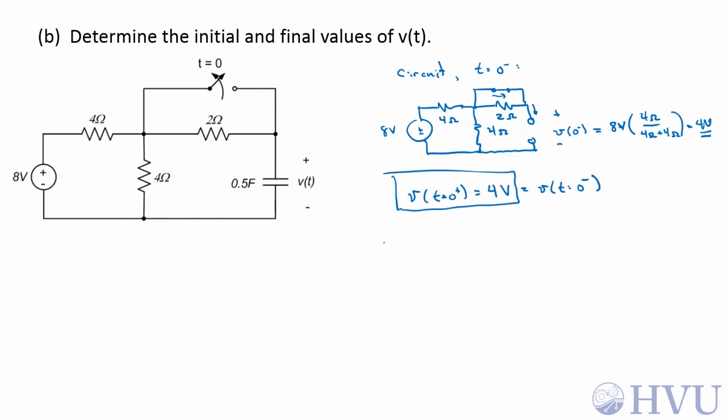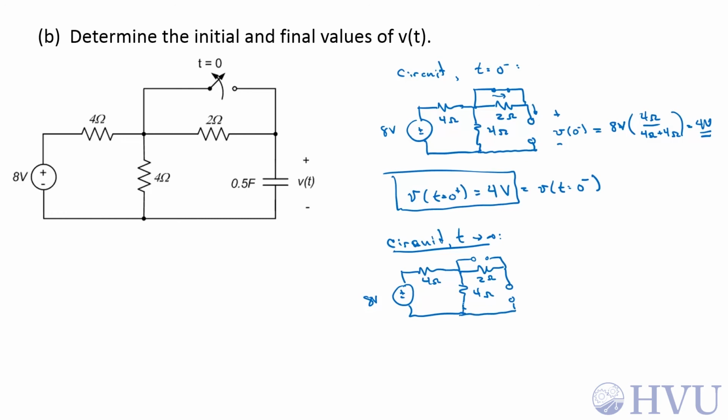The final value we already found on the previous slide. Let's just go over it really quickly. So the circuit as t goes to infinity, we have an 8-volt source, 4 ohms, 4 ohms. This is an open circuit, and we have a 2 ohm resistor here. This is also an open circuit as t goes to infinity since the input's a constant. So V at infinity is a voltage divider. It's 4 volts. This doesn't really affect anything because there's no current through this guy here, just as there's no current through this guy here.